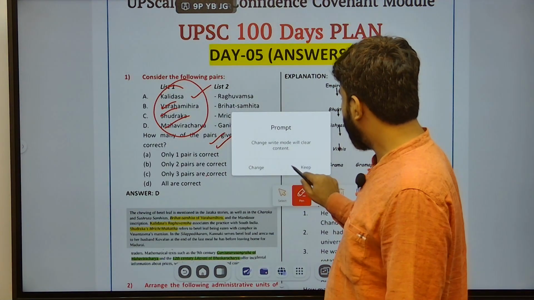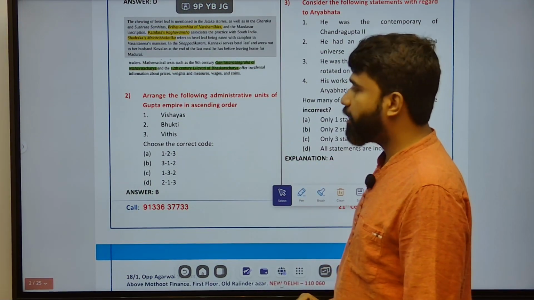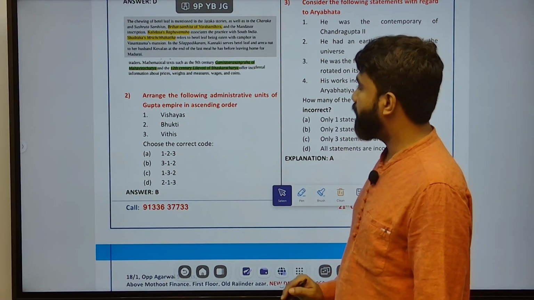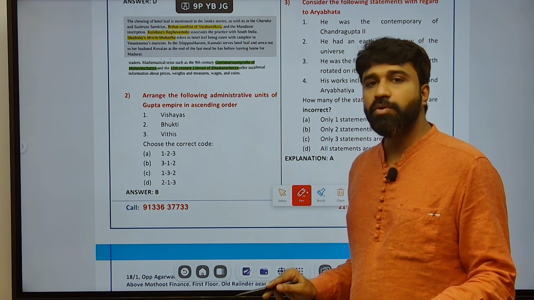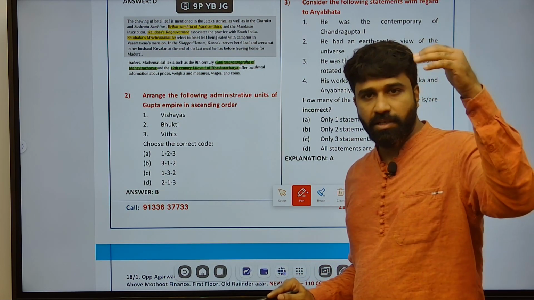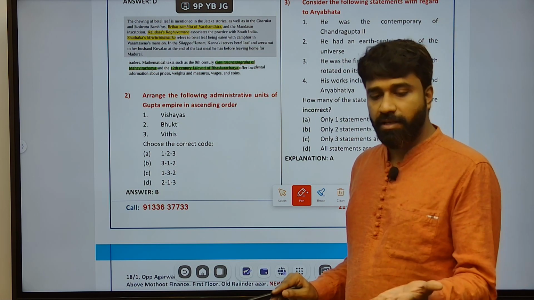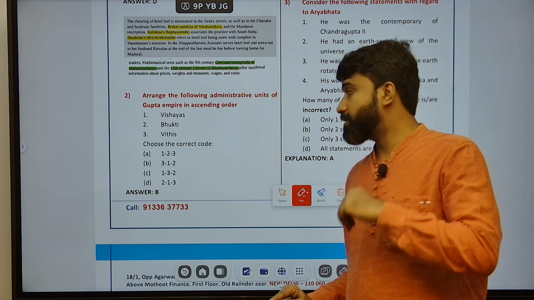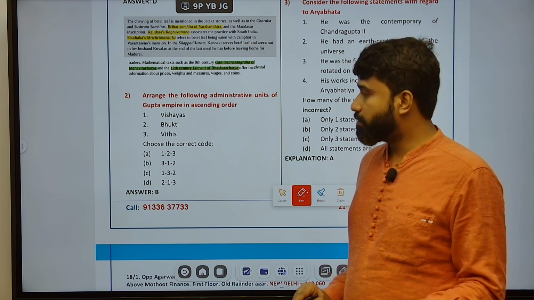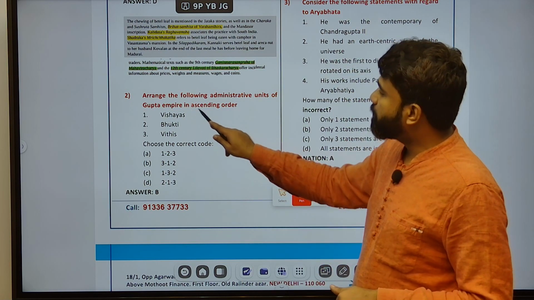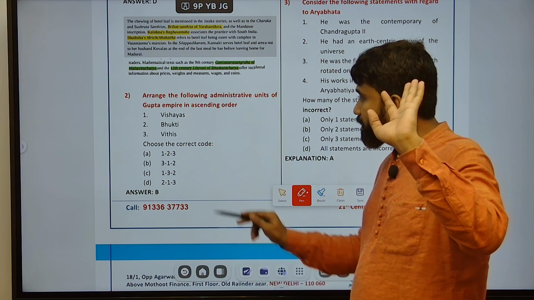And coming to the second question, arrange the following administrative units of the Gupta Empire in ascending order. Ascending order means going from lower tiers to upper tiers; going from upper tiers to lower tiers is descending order, sorry. So ascending means going upwards, descending is going downwards. Here, for the Gupta Empire in ascending order, that means lower tiers to upper tiers.